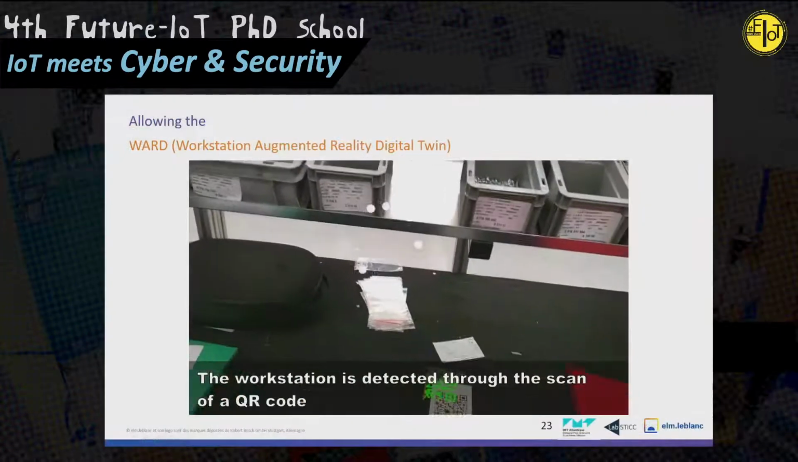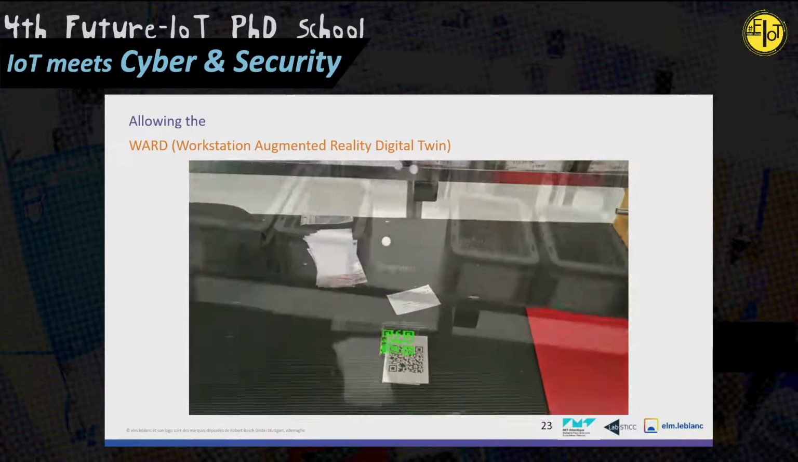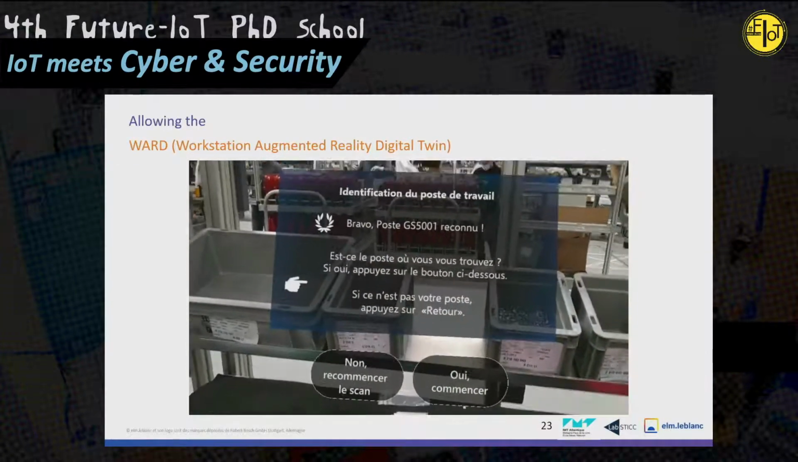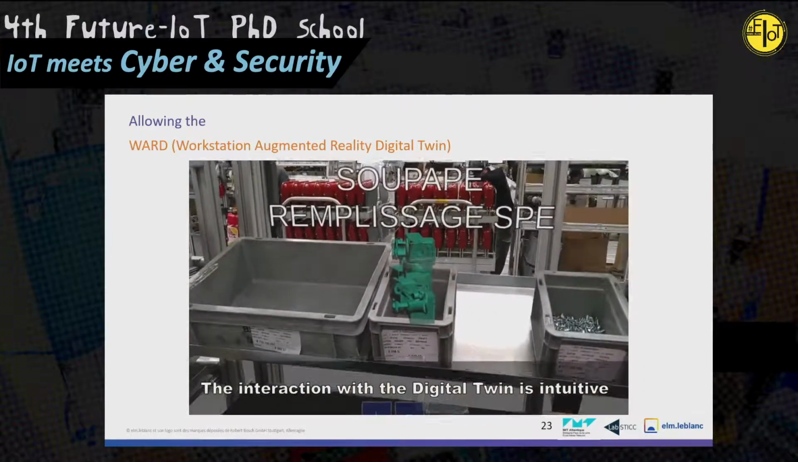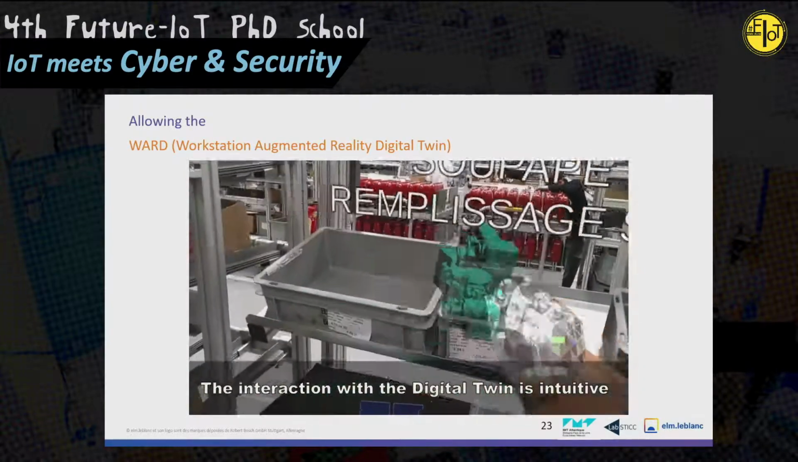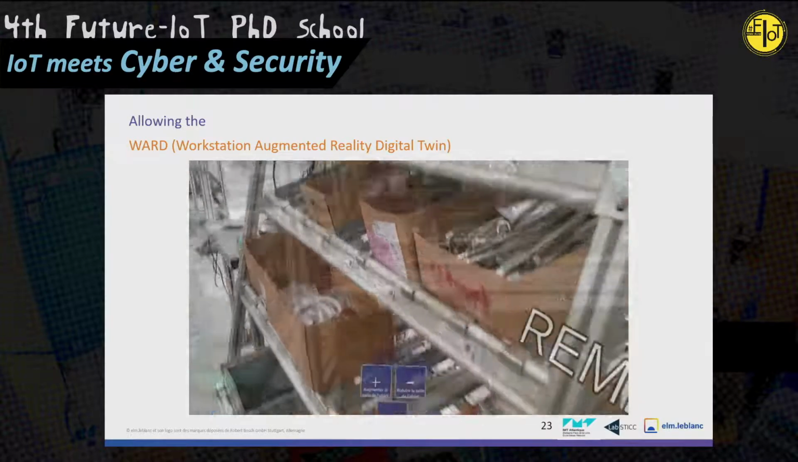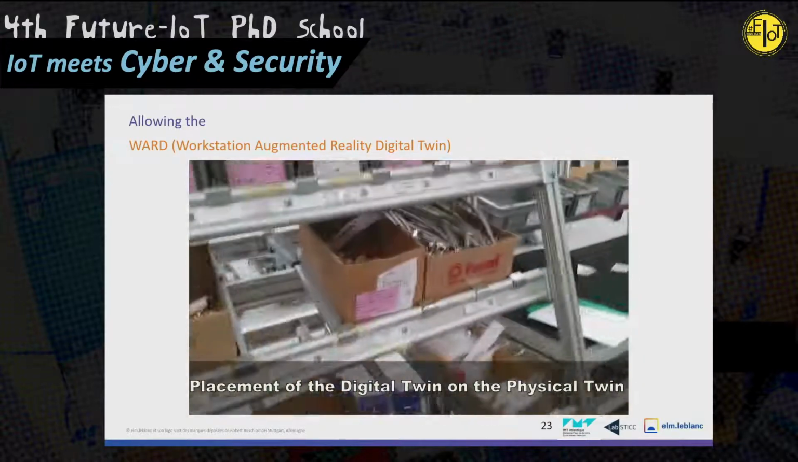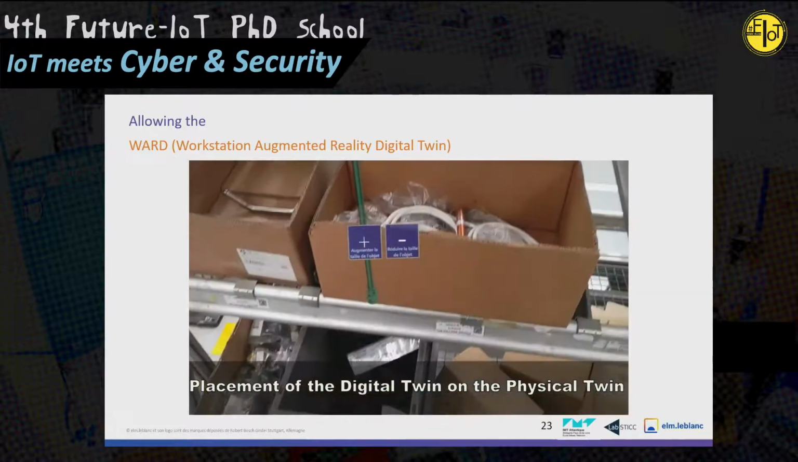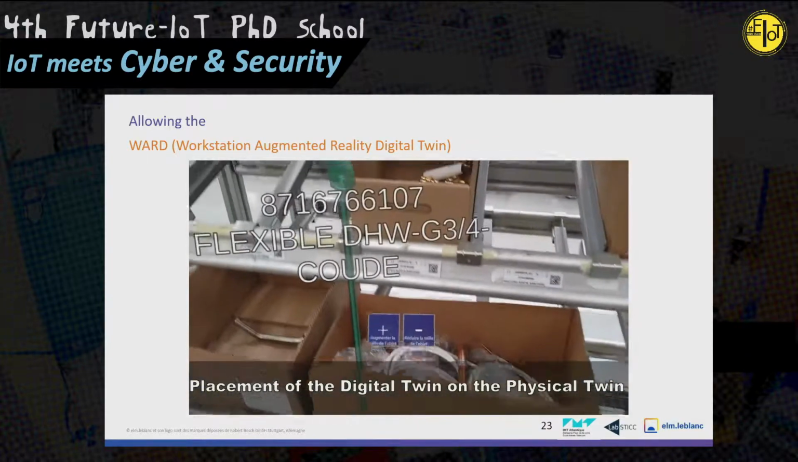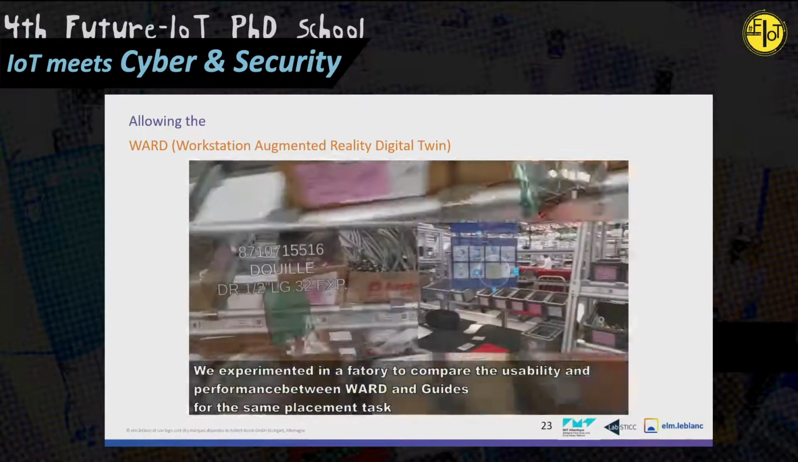Then the application will get every piece of information about the workstation. And then every part, every digital twin will be presented one by one, and we will place it on the physical twin to match everything.